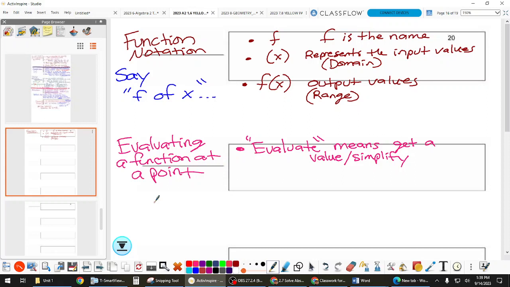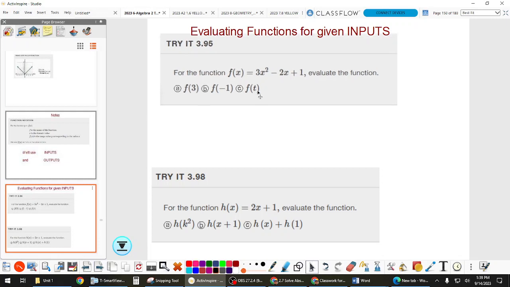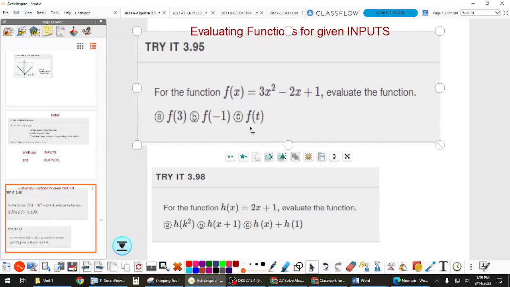So let me show you what this looks like, and then we'll come back and finish this note. Have it handy, but you need to know what you're dealing with before you write the note about it. So if you didn't quite finish, that's fine. Okay. So we have this function. Let me zoom that a little. It's a function, 3x squared minus 2x plus 1. So we know, hopefully you know now, that it's a parabola, because it's squared, so it's a quadratic function. And it wants us to evaluate this function at 3, negative 1, and just t. Okay, so write this down somewhere as an example.